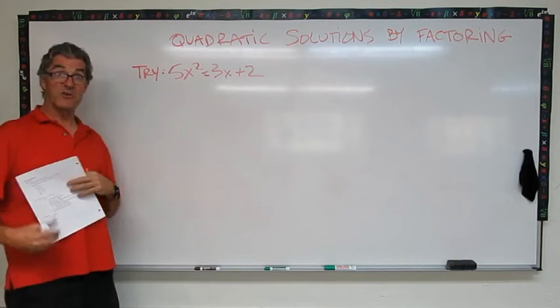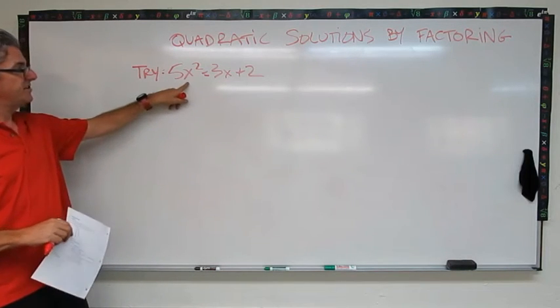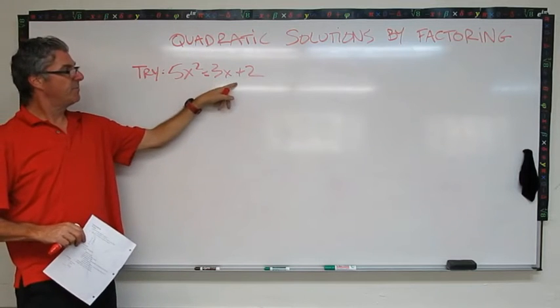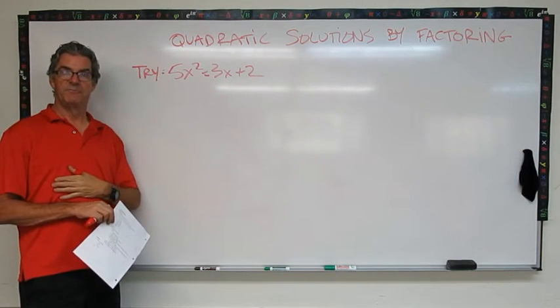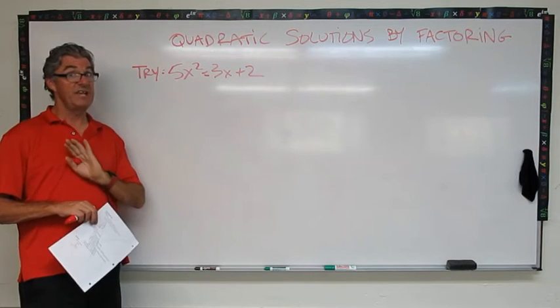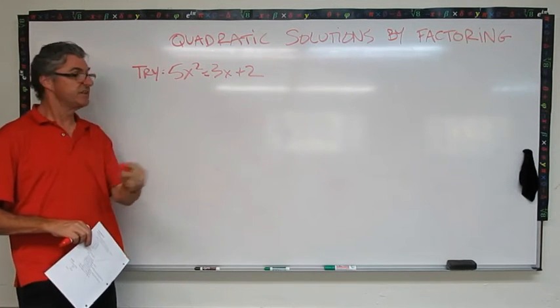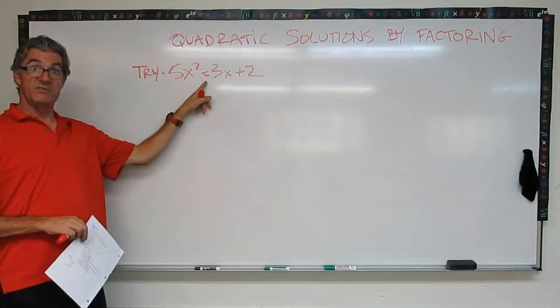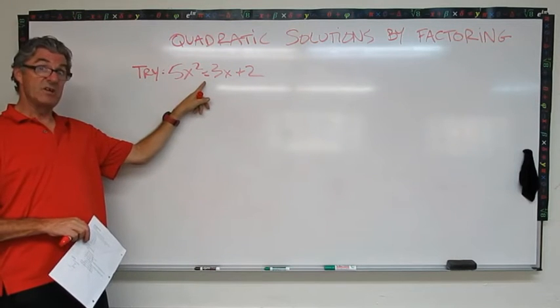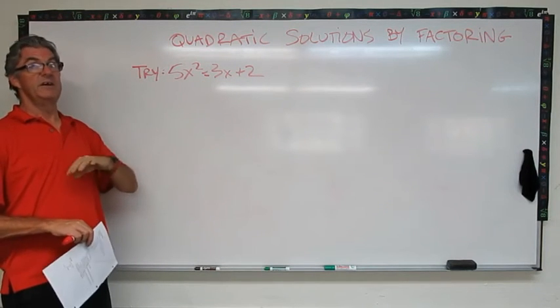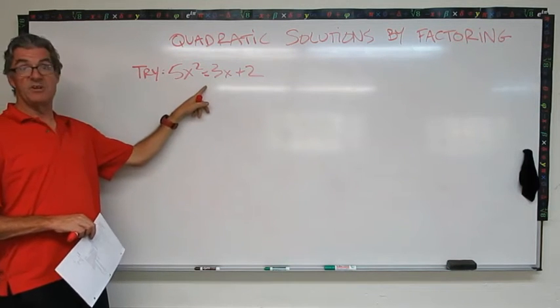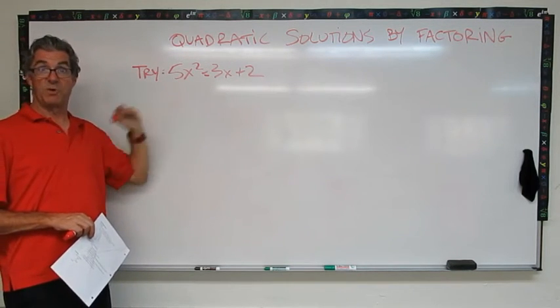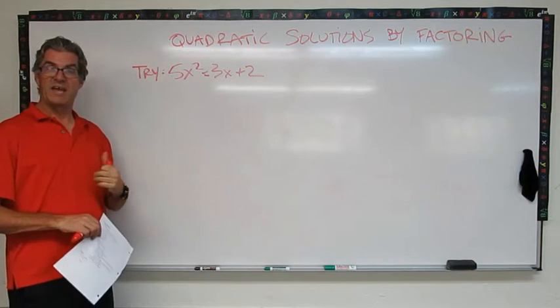Okay, here's another one to try. 5x squared equals 3x plus 2. Pause the video, see how you do. Okay, if you struggled and didn't know where to start, I'm going to give you a hint. This one requires that you split the middle term. Remember, first, get everything on one side, set the equation equal to 0, then try splitting the middle term to see if you can factor it. So pause the video. Okay, let's see how you did.